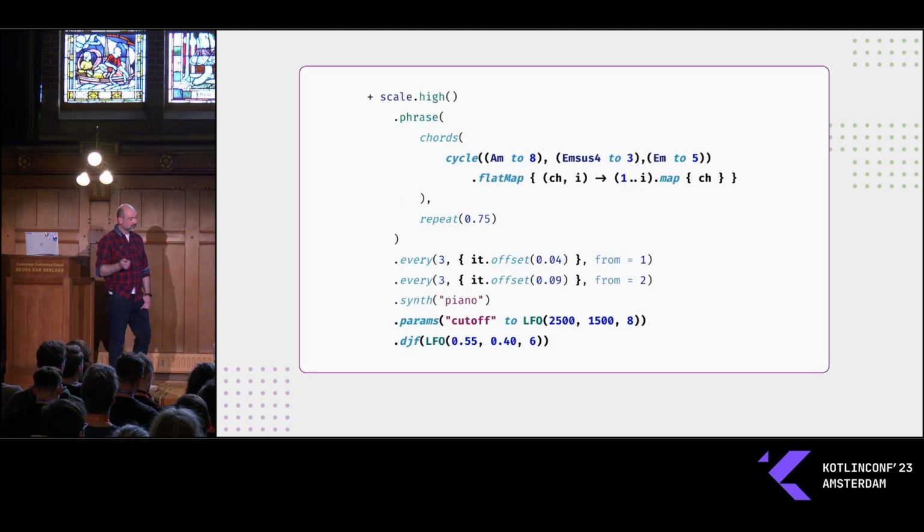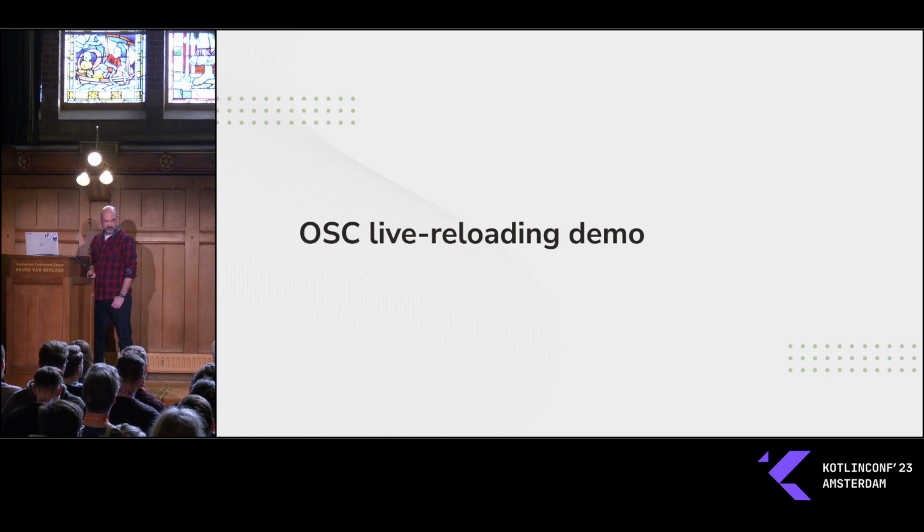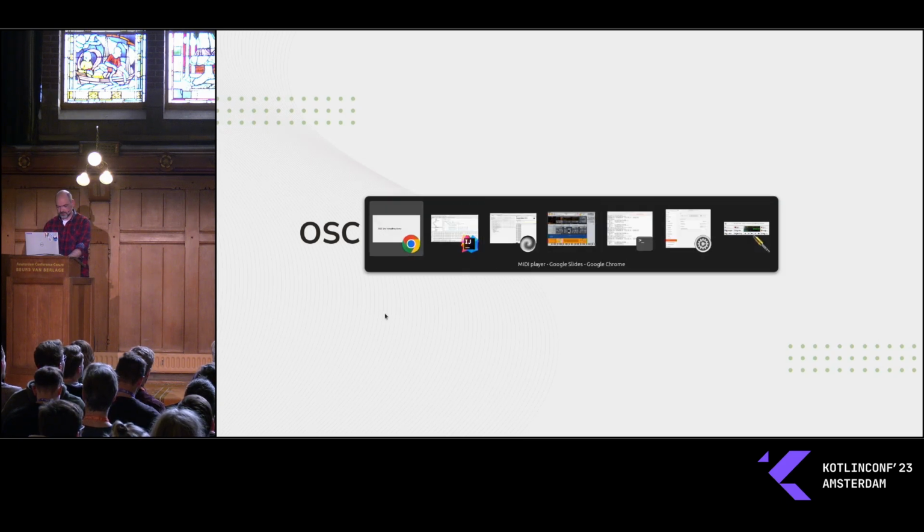I have some other concepts, like defining the chords, for example. I have an API to define the chords and then repeat them. You can mix it with the Kotlin API. And also, as I mentioned before, there is the way to specify parameters that change over time. We have some synth parameters and also some effects, like the DJ filter. Going to the final demo, I can show you something that I created.